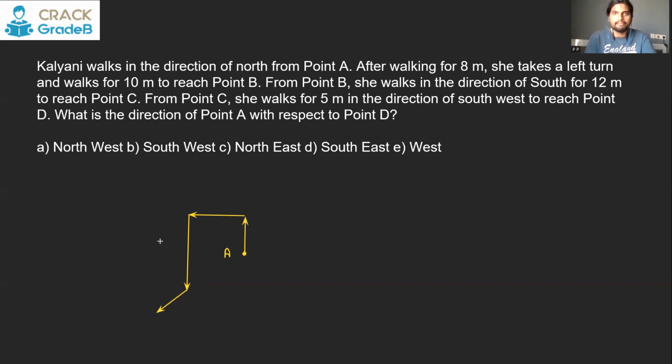What is the direction of point A with respect to point D? This point was A. This point was B. Then she walks south 12, point C, and then southwest, and she reaches point D. This time they're only asking the direction, so you don't have to consider the distance. You just have to see the direction. So point D is here. Point A is here. A is in this direction, and that is northeast. A will be in the northeast direction of D.